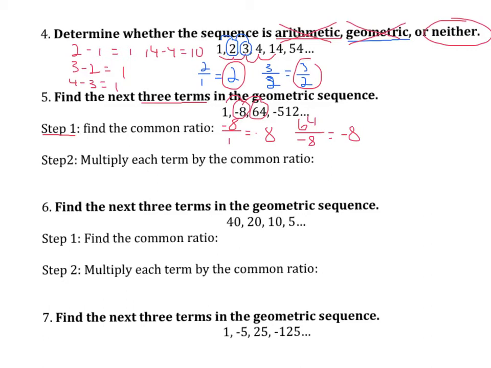So if we're ending at negative 512, we're just going to multiply negative 512 by negative 8 to get our next answer. And so that answer is 4,096. So that is our 5th term. Now we need to find the 6th and 7th. To find the next term, we're going to multiply 4,096 times our common ratio of negative 8, and we're going to get negative 32,768.